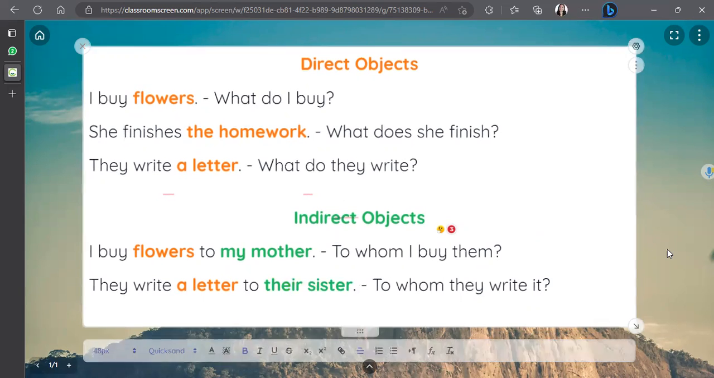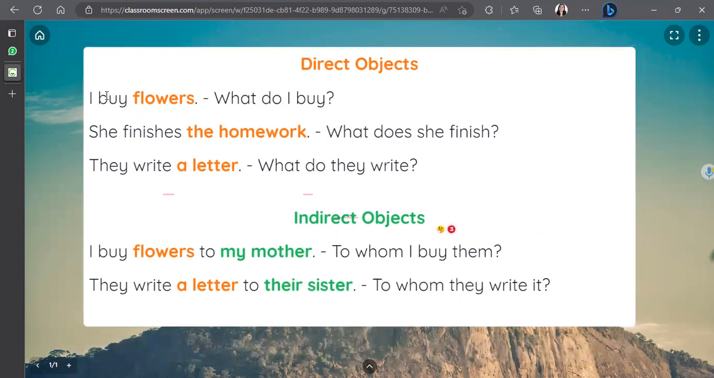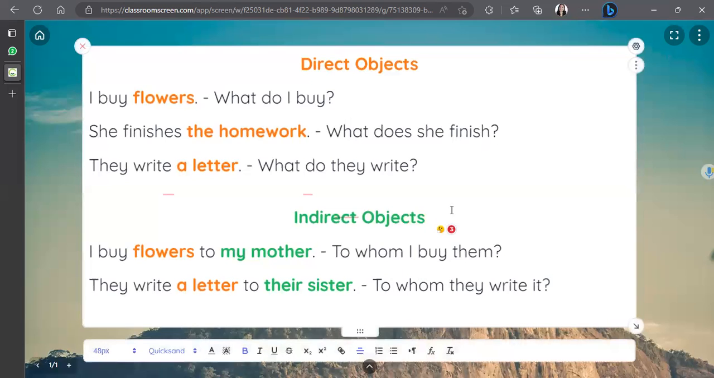Okay? So I'm going to rephrase the information again. The direct object is the something, okay? So you can answer the question what? What do I buy? What do I sell? What does she finish? What do they write? I can answer the question what. But when I'm talking about the indirect object, it is the person who receives the object.